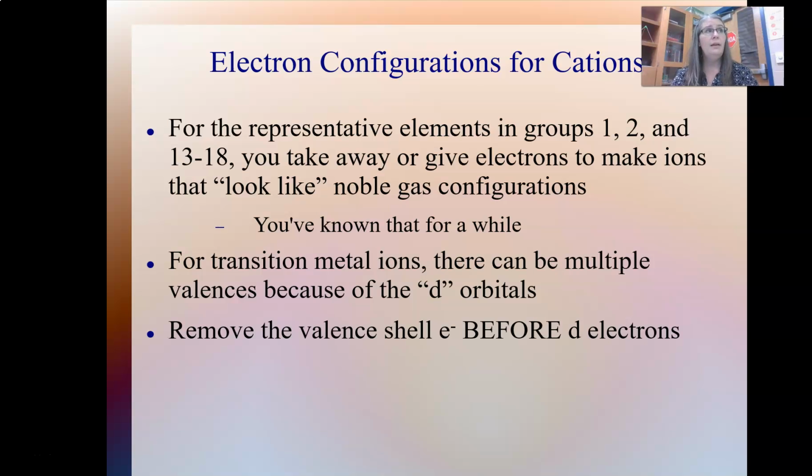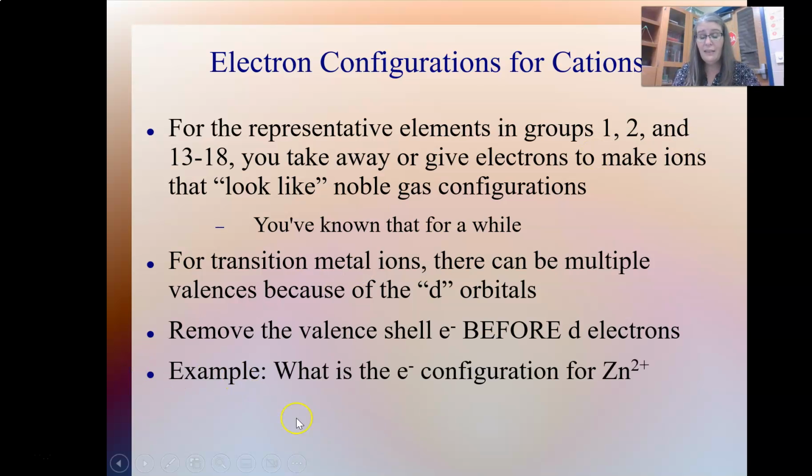If I am making an ion out of something like ruthenium or palladium, I remove the s electrons and then I go for the 4d. And if I'm making something from osmium or platinum, I remove the 6s electrons and then I remove 5d if I need to. So let's think, for example, about the configuration of zinc 2+. Zinc is another one of those ions that only forms one charge. We don't usually use transition metal Roman numerals for zinc because it's always 2+.